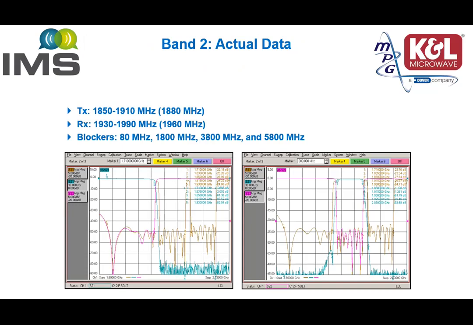Here is the actual data of band 2, a triplexer which we just examined in the previous slide. The TX band is from 1850 to 1910. The receive band is from 1930 to 1990, and the list of blockers includes 80, 1800, 3800, and 5800 MHz. Both bandpass filters for the TX and RX are diplexed, and diplexed again with the band reject, providing 75 dB of isolation.